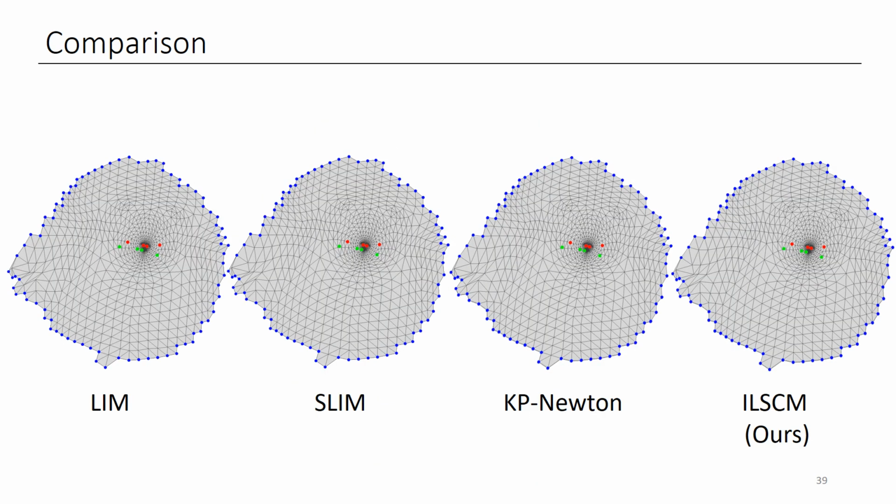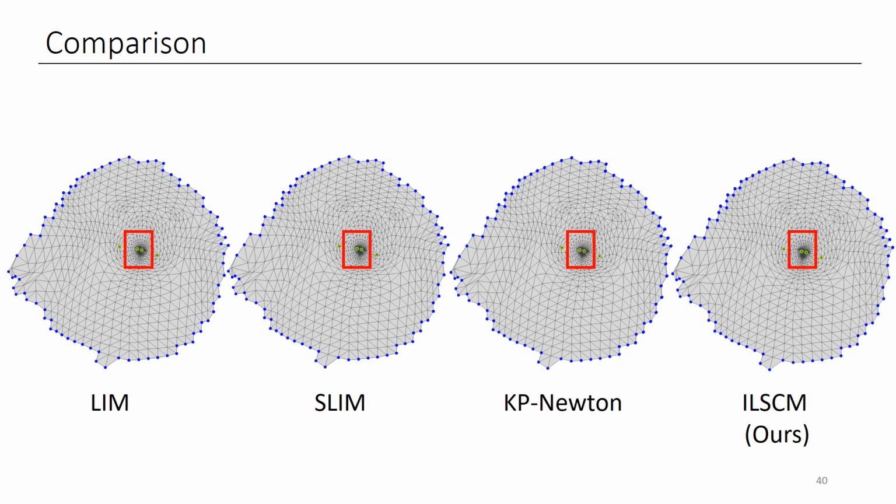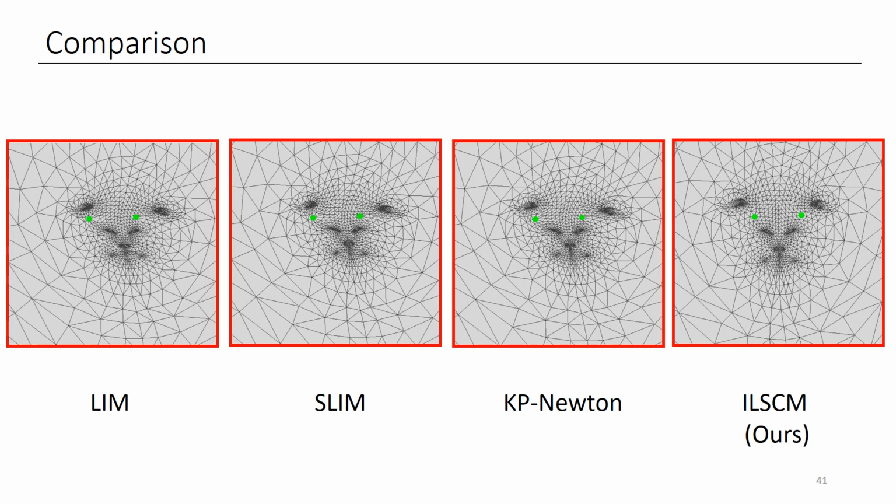We made a comparison among LIM, SLIM, KP Newton, and our ILSCM approach for mesh deformation. The red dots are the initial positions, while the green dots are the final positions. When we zoom into the deformations, LIM, SLIM, and KP Newton severely distort the mesh in the face region, while with ILSCM the features of the face are much less distorted.